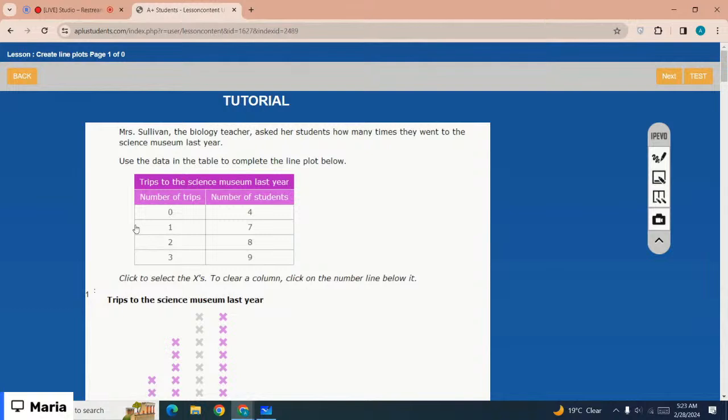Mrs. Sullivan, the biology teacher, asked her students how many times they went to the science museum last year, right? So here is the table of values that tells you about the number of trips of the students to the museum last year. You have to make the line plot actually, right? How do we make a line plot?